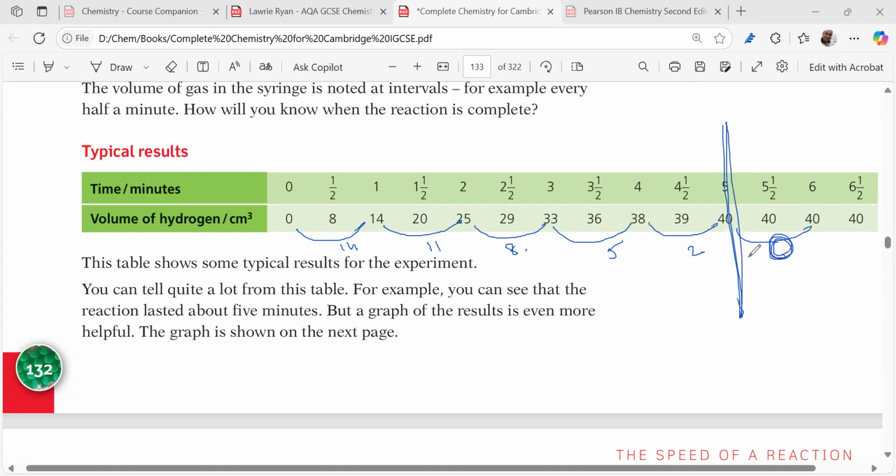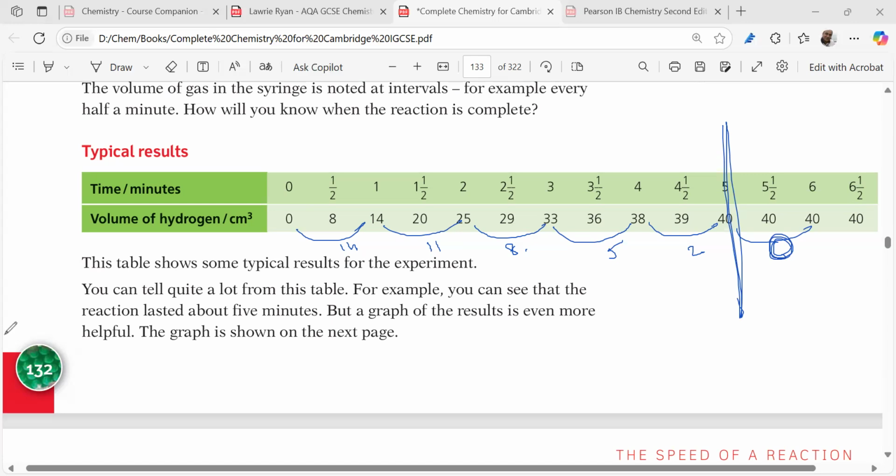In any reaction, the rate of the reaction is fastest at the start, we learned. See, 14, 11, 8, and it slows down as the reaction proceeds: 14, 11, 8, 5, 2. It's a very important portion we have to learn. Whenever we see the rate of the reaction, it will be fastest at the start and slows down as the reaction proceeds. From the experimental values also, we can know this.